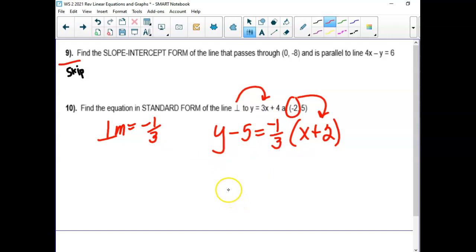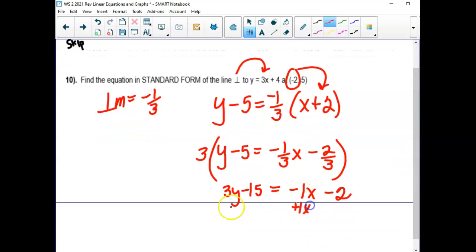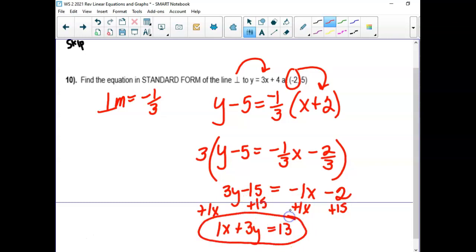Okay? Since I'm recording, I'm going to go ahead and finish this, but if you guys need to be done, it's okay. If I distribute, I get that. I'm going to multiply everything through by a 3 because the directions say I got to get to standard form. So then I'm going to add an x over here. And I think while I'm at it, I'll add a 15 over here at the same time. So that's what I got for standard form.